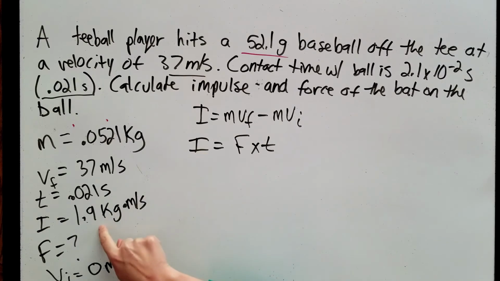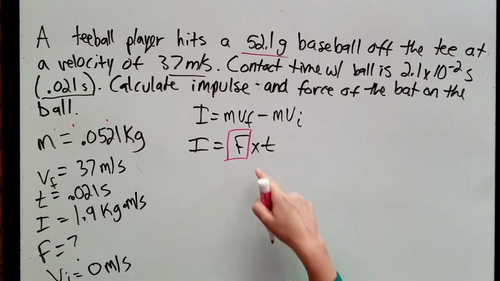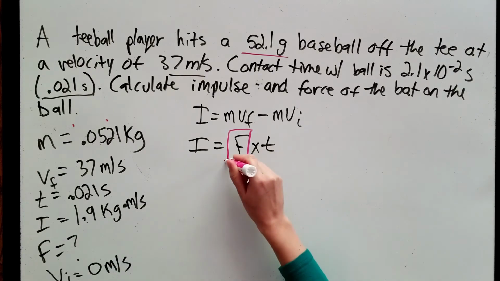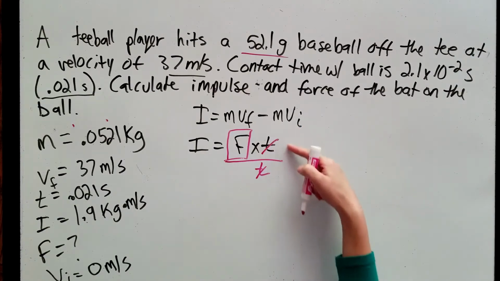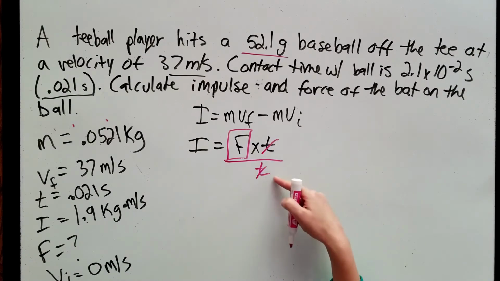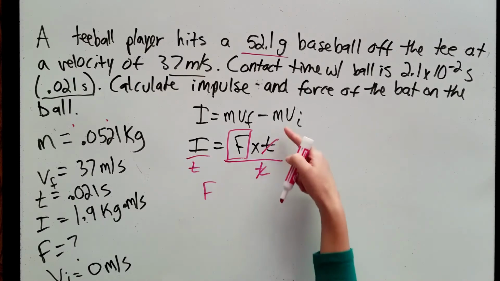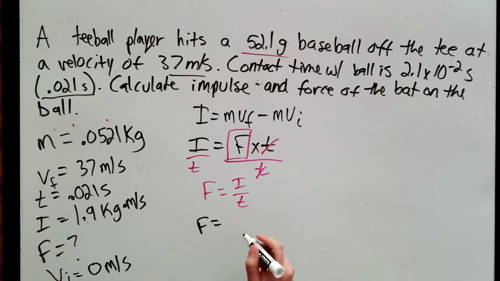We have impulse because we just solved for it, and we have time. So I'm going to rearrange this equation to solve for F. If I want F by itself, I need to get rid of the T. I'm multiplying by T, so I want to do the opposite. What that means is I want to divide by T because that's going to get rid of it. I have T over T, they cancel. Whatever I do to one side of the equation, I have to do the other. So since I divided by T on this side, I'm also going to divide by T on the other side. That's going to get me force by itself, because the T's canceled, is equal to impulse divided by time. So now I can plug in: force is equal to impulse 1.9, the time is 0.021.